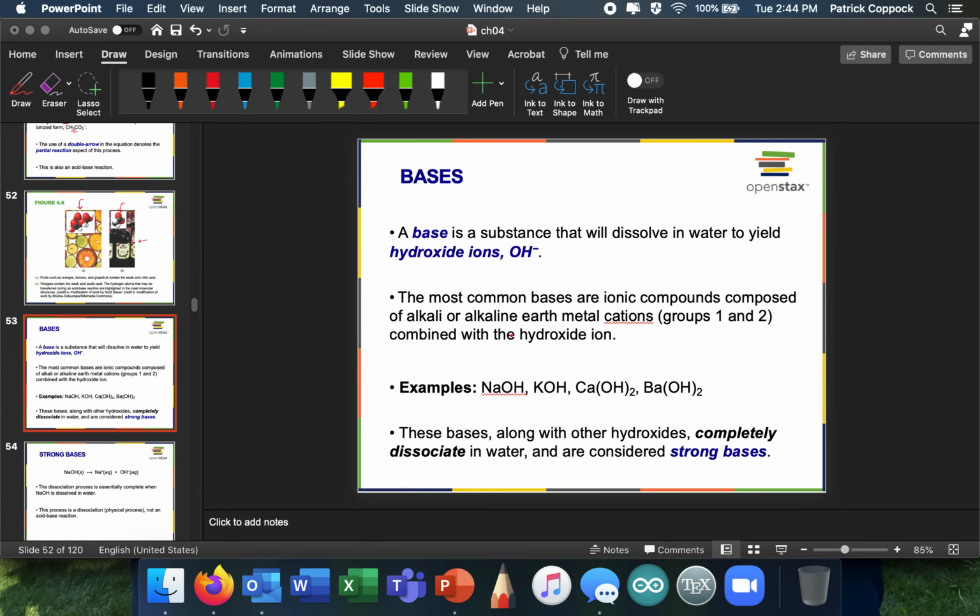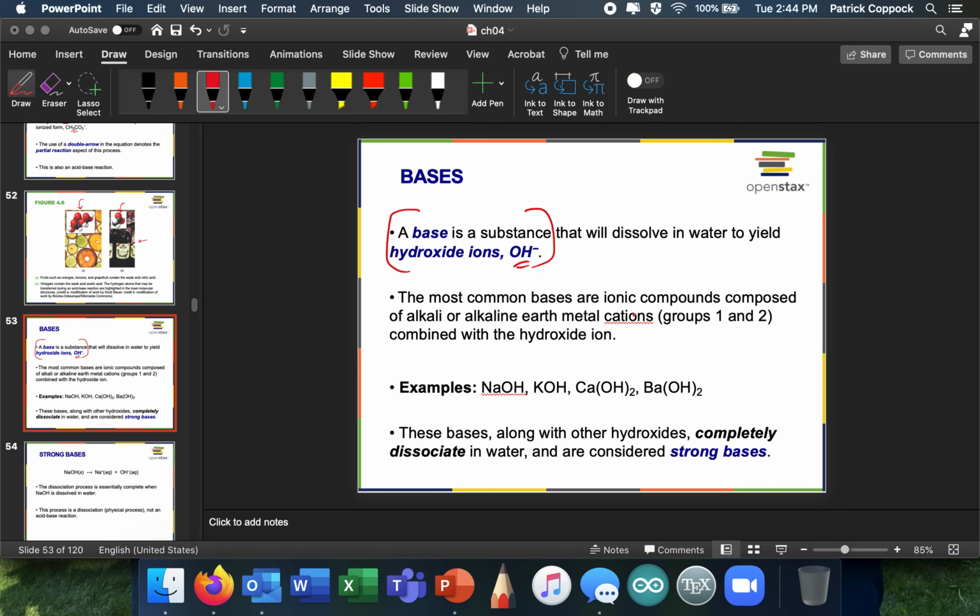Okay. Now bases are substances that, when dissolved in water, yield hydroxides. This is the Arrhenius definition. It's actually not the most common definition, but it's a very common one, and so we're going to use it here. An Arrhenius base is a substance that dissolves in water to yield hydroxide ions.